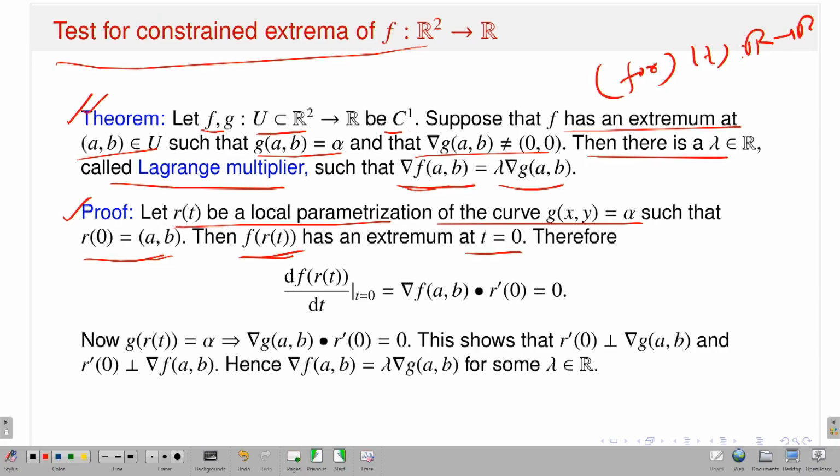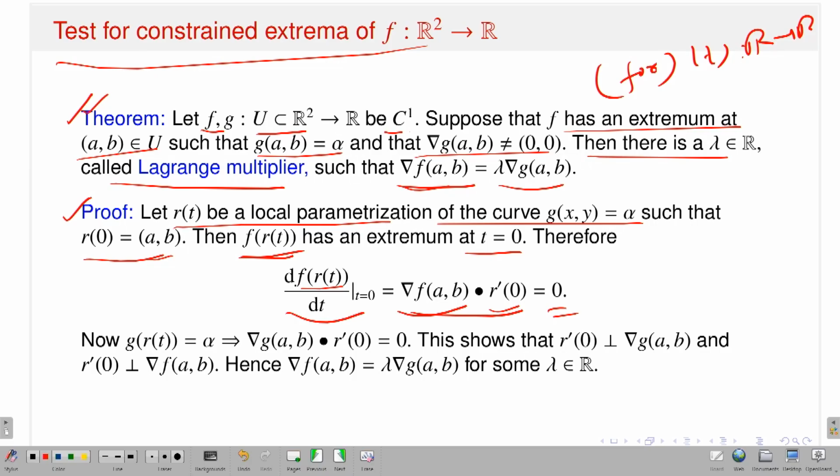Now once it has an extremum at t equal to 0 and f composed with r is C1, a very nice differentiable function, the derivative at t equal to 0 has to be 0. That is a necessary condition. If you remember, the necessary condition for an extremum at an interior point is that the derivative exists and has to be 0. Since the function is C1, the derivative exists and is 0. So d/dt of f composed with r is 0. But what is this? d/dt of f of r(t), by the chain rule, is the gradient of f at (a, b) dot product with the derivative of r at 0.